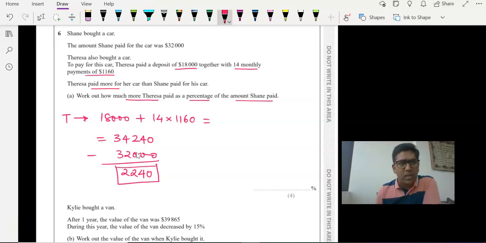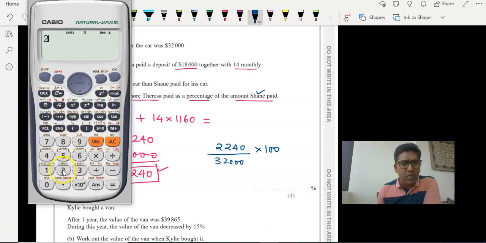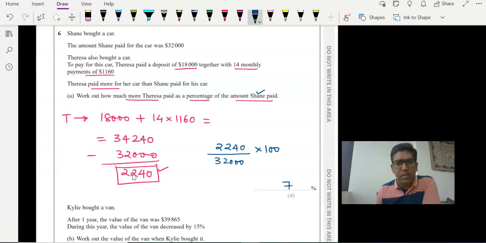Now the question is to find what percentage this amount is of the amount Shane paid. The extra amount she paid is 2240. You want to compare it to the amount paid by Shane, which is 32,000. To convert into a percentage, you do times 100. So you have 2240 over 32,000 times 100, that gives you 7%. So the amount was 7%.